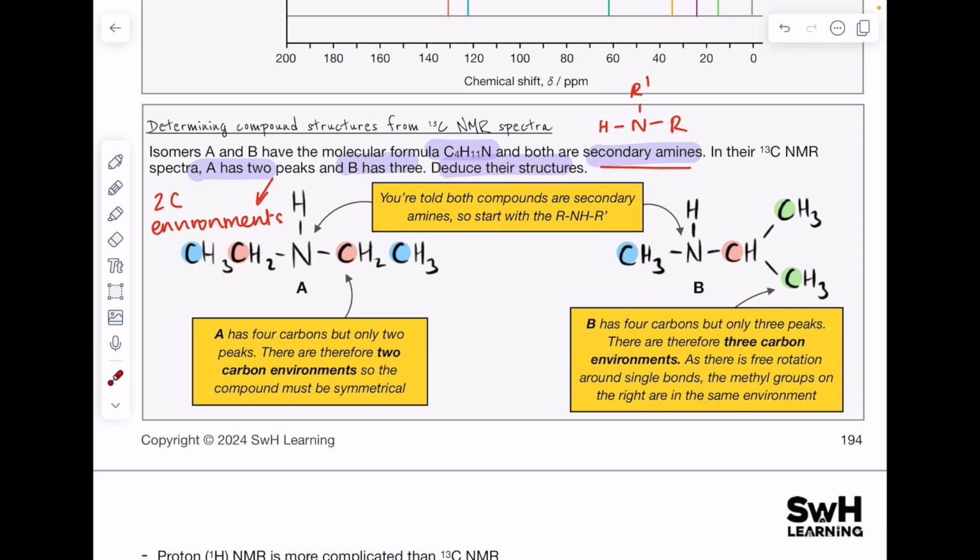Now looking at B, where we know we have 3 carbon environments. Again, there's a bit of trial and error here, but we do have the basic structure of knowing that it's a secondary amine. So the way in which we can fit 4 carbons into 3 environments is making sure there's a little bit of symmetry here so that these 2 methyl groups are in the same environment, allowing us to have our 3 peaks on the NMR.